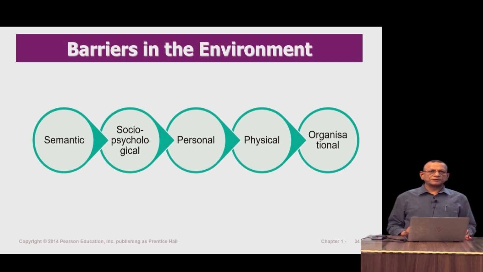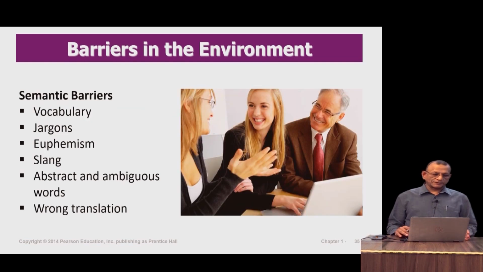What kind of barriers we may have? The first one is being treated as semantic barrier. The second is socio-psychological barrier. Third one is personal barrier. Fourth one is physical barrier. And the fifth is organizational barrier. One by one, let's understand the meaning of all such barriers.